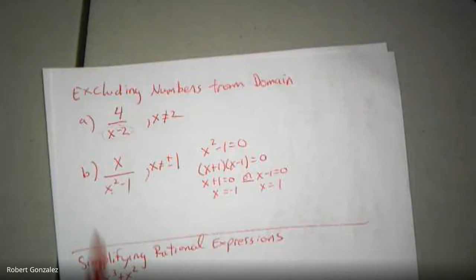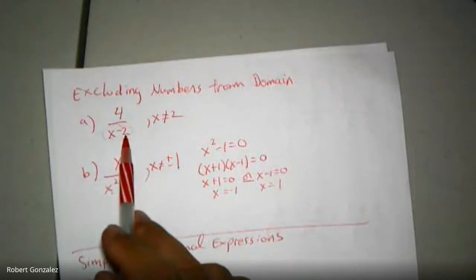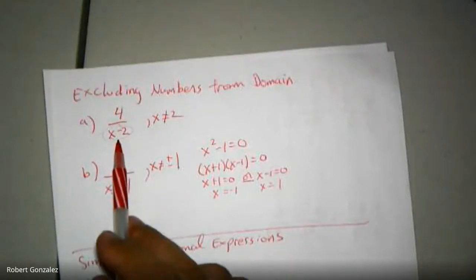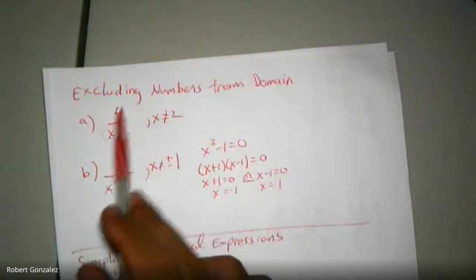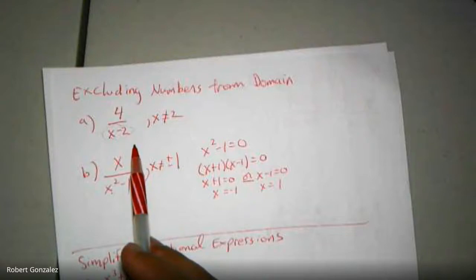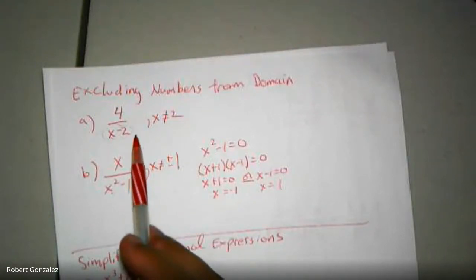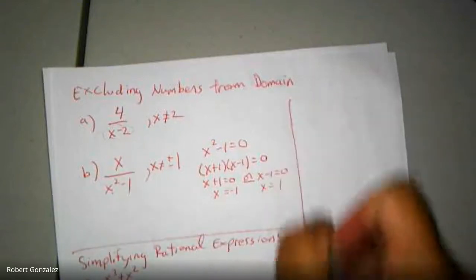Okay. Try putting 2 into the bottom of this fraction. We're going to get 4 divided by 2 minus 2, which is 4 divided by 0. If you do that on your calculator, you're going to get an error. So that means 2 cannot be part of this function. It's not part of the domain. We're going to have an asymptote or a hole or something else, but 2 is not defined in this fraction. Let me give you one to try on your own.